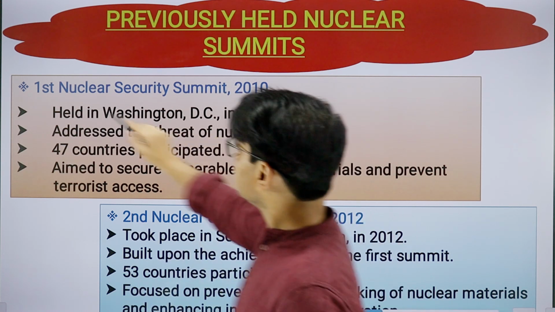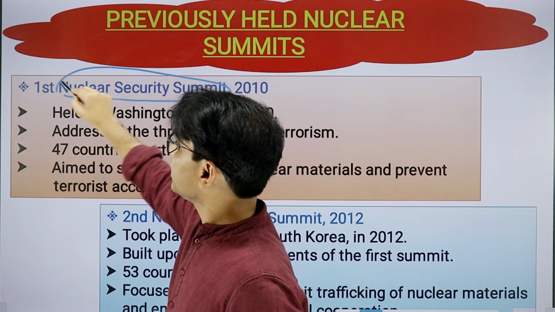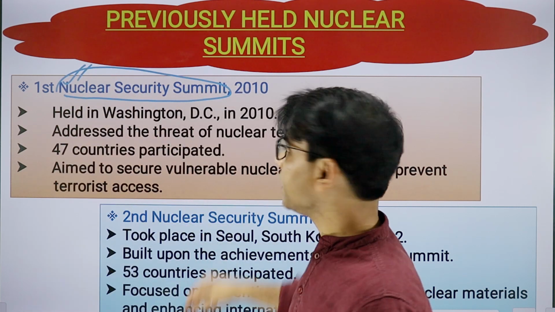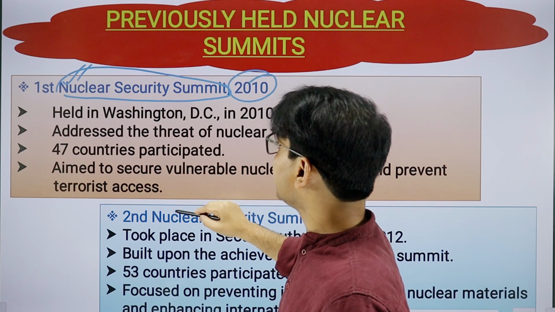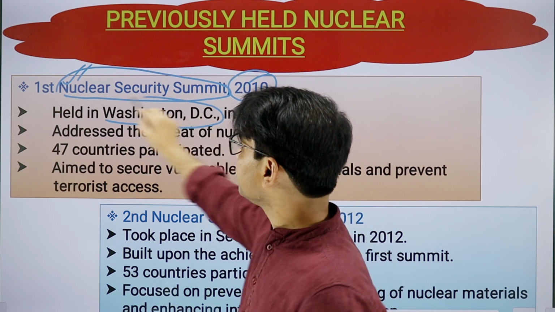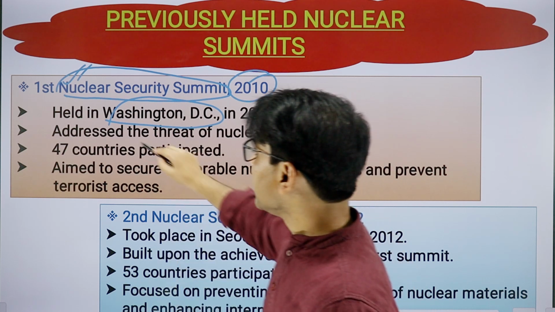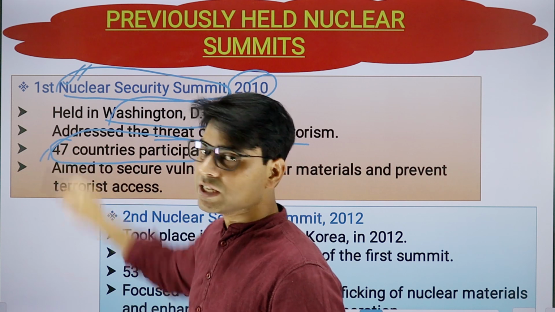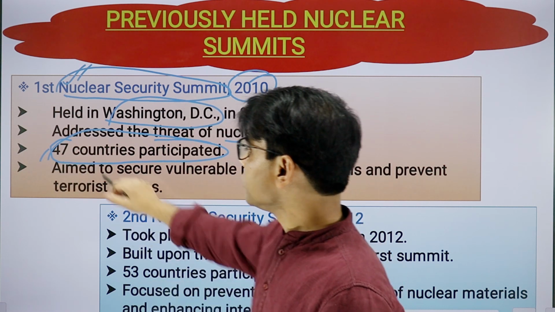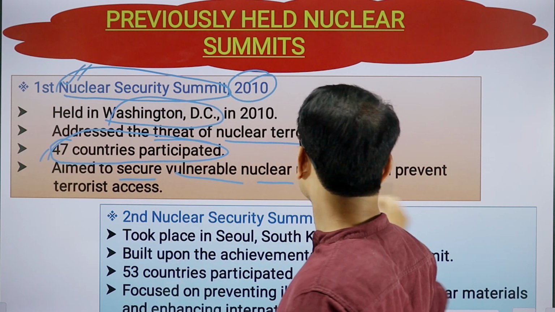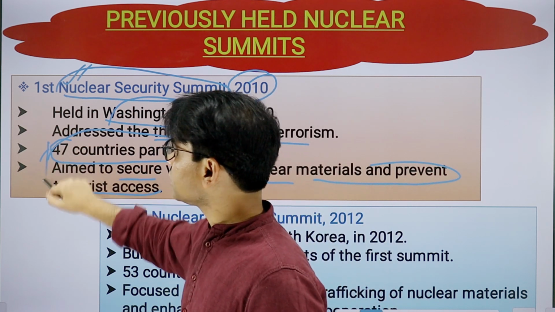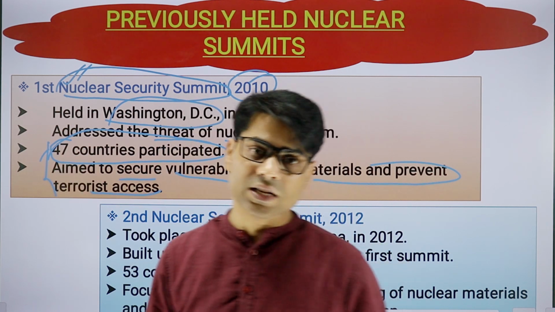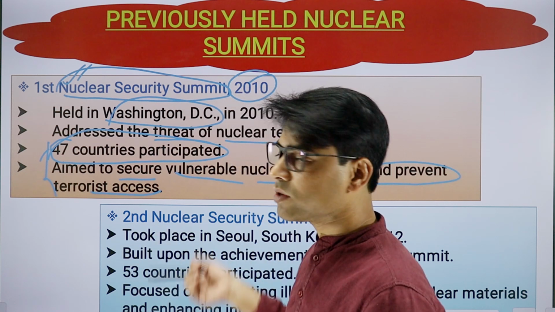When we talk about the previous summits of the Nuclear Security Summit and some outcomes, let's understand. The Nuclear Security Summit was first initiated by the United States of America, and its first summit took place in 2010. It was held in Washington DC, and it addressed the threat of nuclear terrorism. 47 countries participated. How many countries participated? 47, right? It also aimed to secure vulnerable nuclear material and prevent terrorist access to nuclear technology and material. So these were some of the important outcomes of the first Nuclear Security Summit.